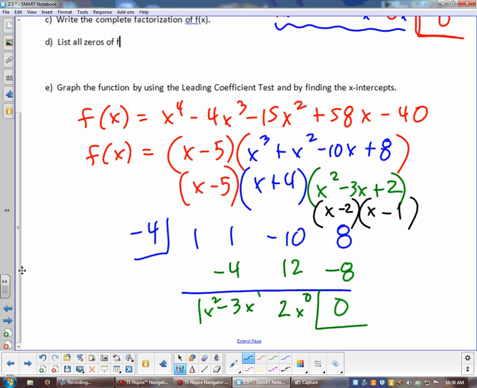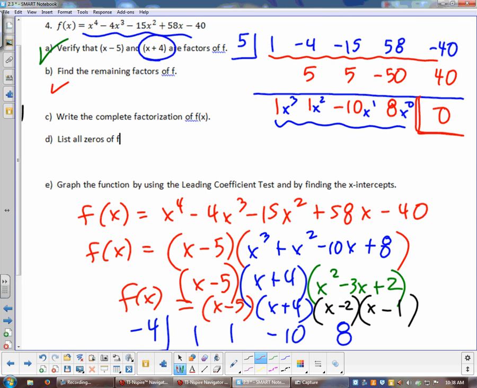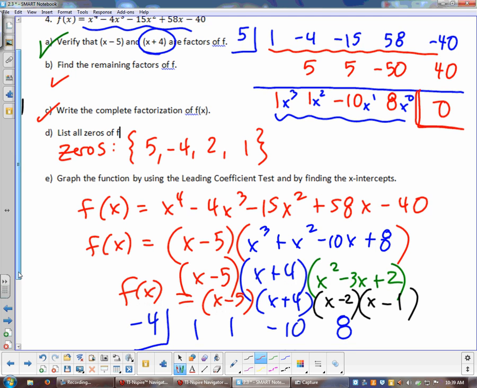Does that look right? So I have, keeping all this color-coded here, that means my function f of x could be written like this. Are we okay with this? So how are we doing on this whole problem? We found the remaining factors. We wrote the complete factorization. Can we list all the zeros? 5, negative 4, 2, and 1. Does that look okay? And then graph the function by using the leading coefficient test.